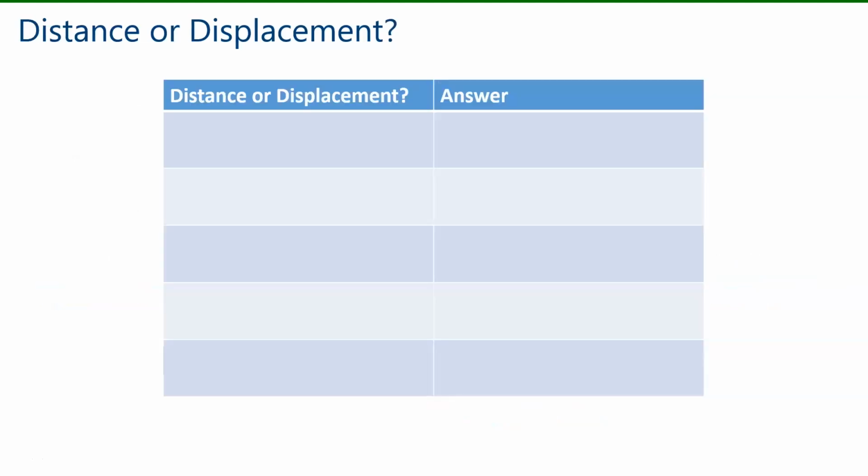Let's look at some examples and determine whether the description is of distance or displacement. Here's our first one. 709 meters. Distance or displacement? This one is distance because there's no direction given. 8,545 kilometers east. This is an example of displacement because we have the numerical value followed by the direction.